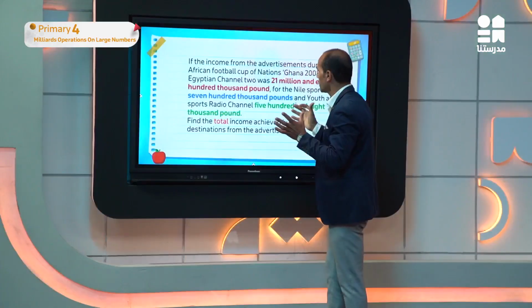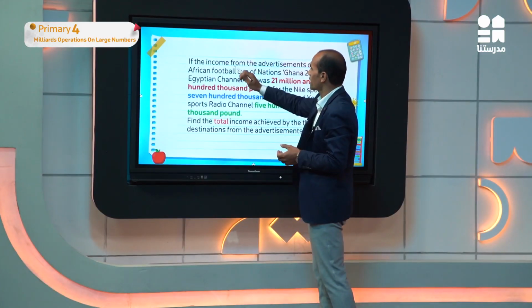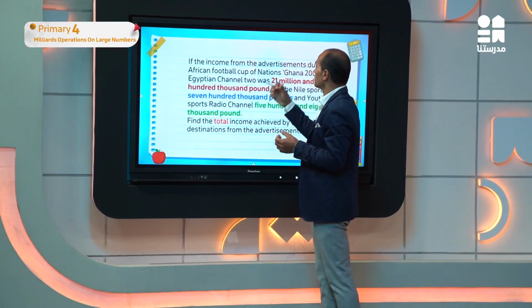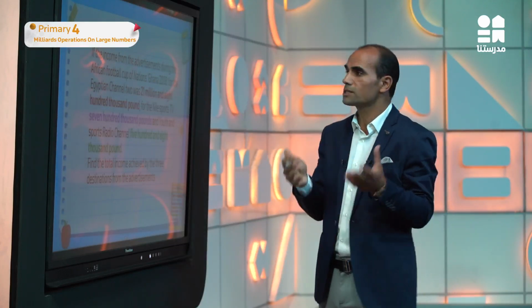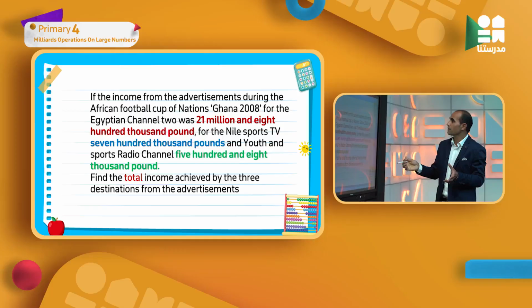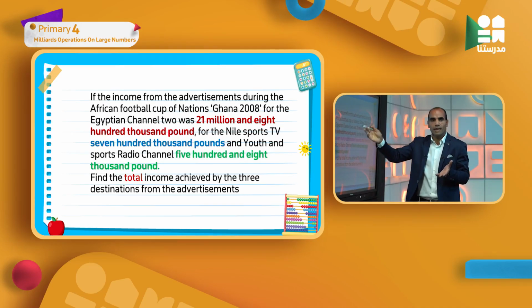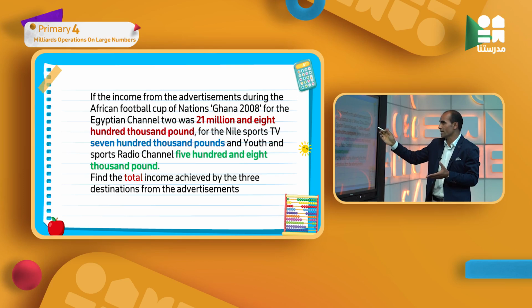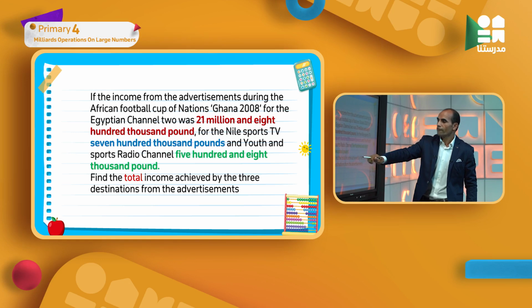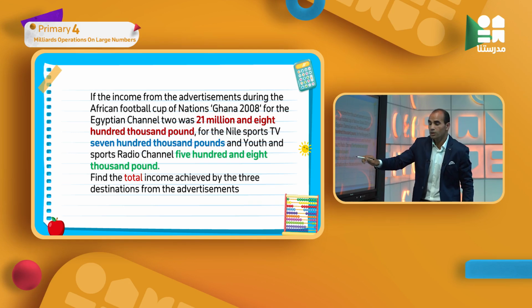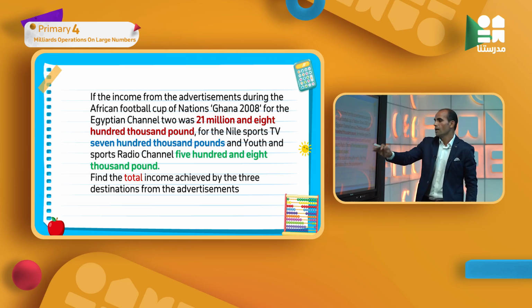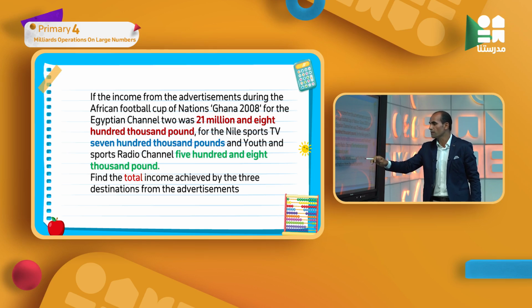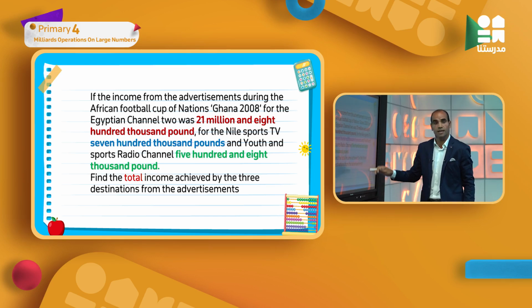الكلام ده بيتكلم على ايه؟ البورد بروبلم دي بنسميها ستوري بروبلم، لايك ستوري. حدث حصل، في حاجه حصلت اللي هو ايه؟ بيتكلم على ذا انكم اللي هو الدخل. تمام؟ في دخل أو مكسب جه from the advertisements، اللي هي الاعلانات. تمام؟ خلال كأس الأمم الأفريقية في غانا 2008. تمام. We have here three numbers. بيقول لك هنا find the total. So the keyword here, الكلمة الدالة اللي هتقول لي this is addition operation, is total. Total income achieved by the three destinations from the advertisements.